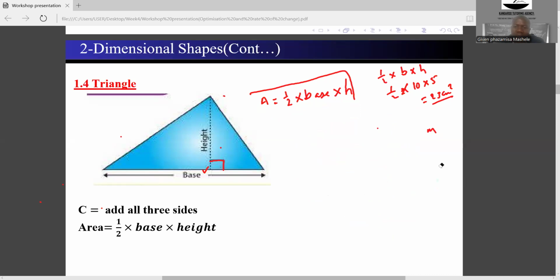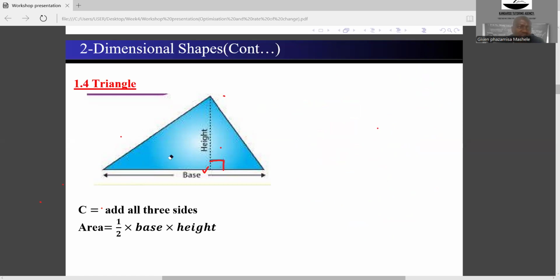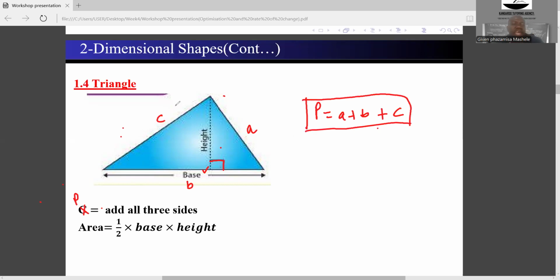Then again, you also need to know how to determine the perimeter of a triangle. And remember, what did I say about the perimeter? Perimeter is just the total distance around the shape. So if here is the B, and there is the A, and there is the C, to calculate the perimeter, sorry, apologies, perimeter is not the circumference. For the perimeter, we add all the sides of this shape. So it's going to be A plus B plus C. This is the perimeter of a triangle, the total distance around the shape.